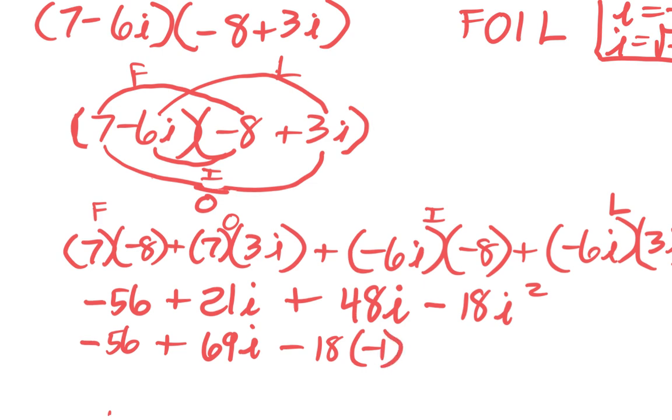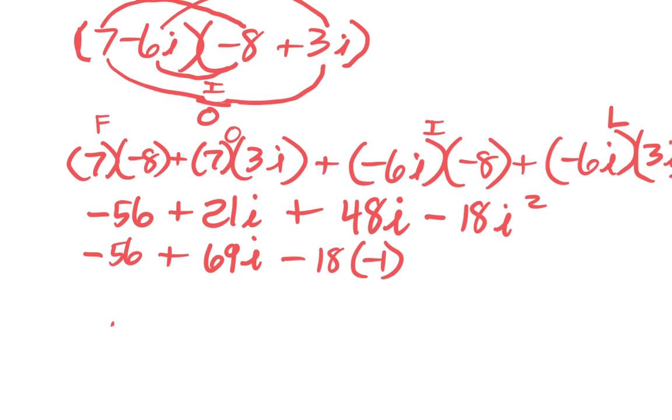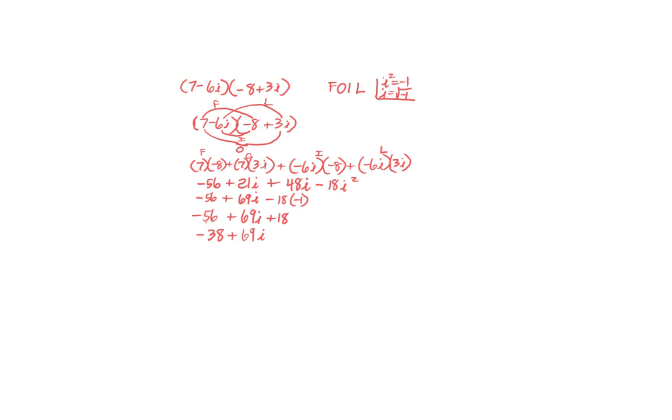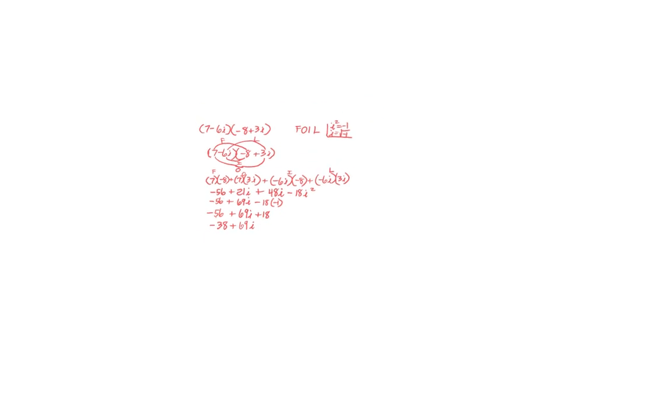So when I add that, let me rewrite that since I'm showing you steps. Negative 56 plus 69i. Negative 18 times negative 1 is a plus 18. Negative 56 plus 18, that leaves me with a negative 38 plus 69i. Okay, so let's go back to our, I'm going to erase all of that.